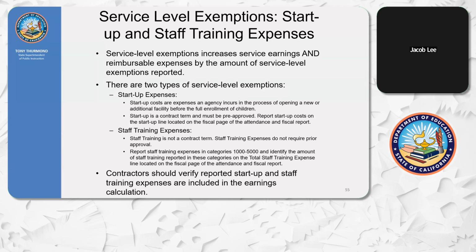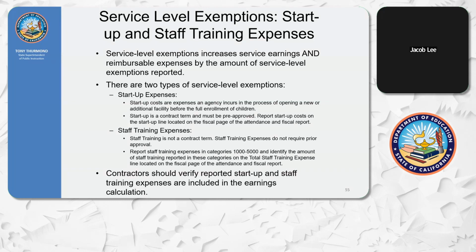All right, so service level exemptions, startup and staff training expenses. Service level exemptions increase service earnings and reimbursable expenses by the amount of service level exemptions reported. There are two types of these service level exemptions: startup and staff training expenses. Startup costs are expenses an agency incurs in the process of opening a new or additional facility before the full enrollment of children. Startup is a contract term and must be pre-approved. Report startup costs on the startup line located on the fiscal page of the attendance and fiscal report.